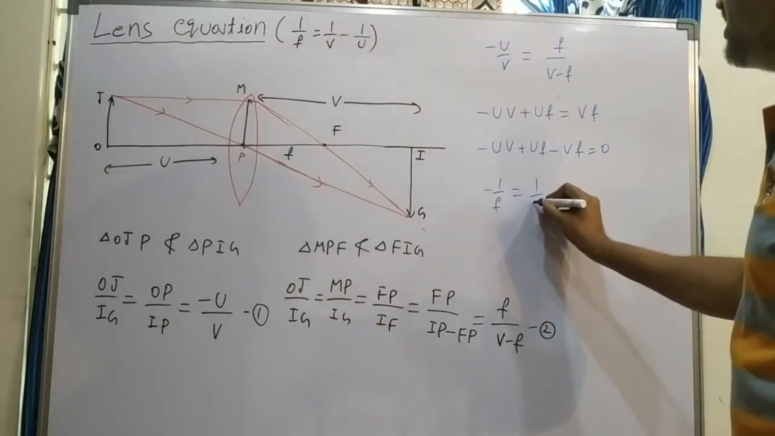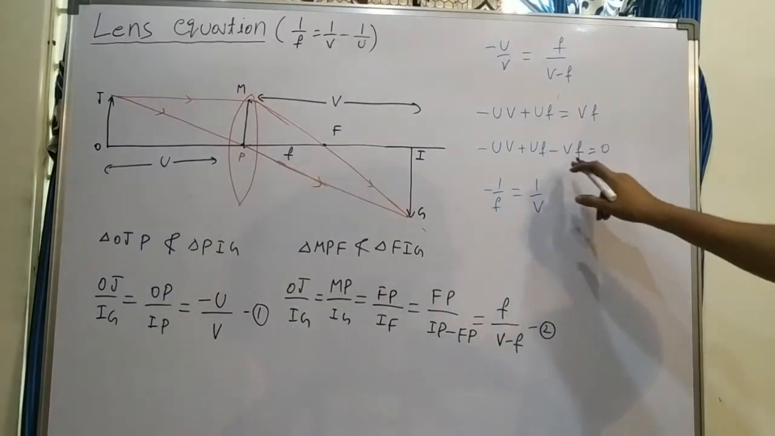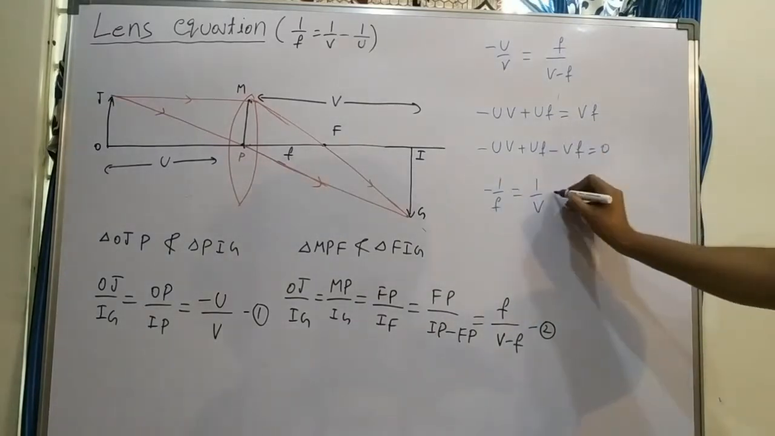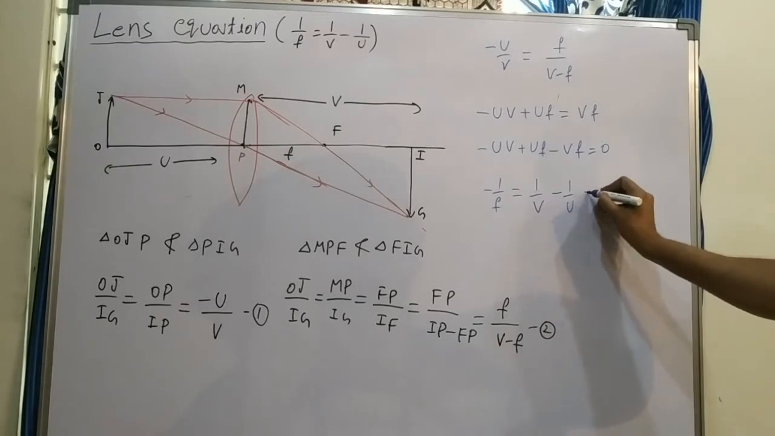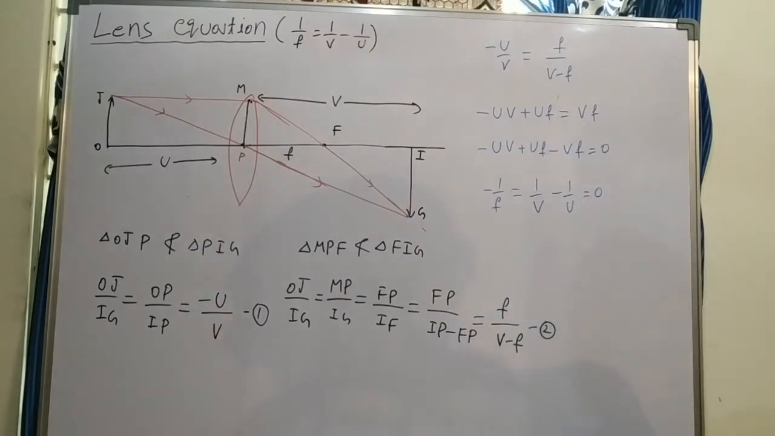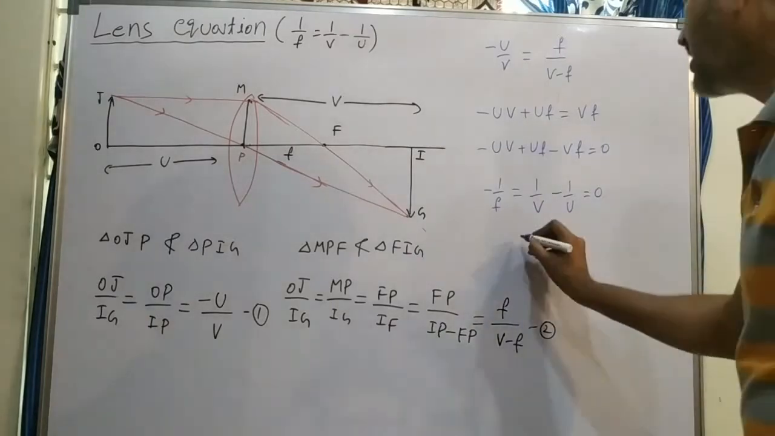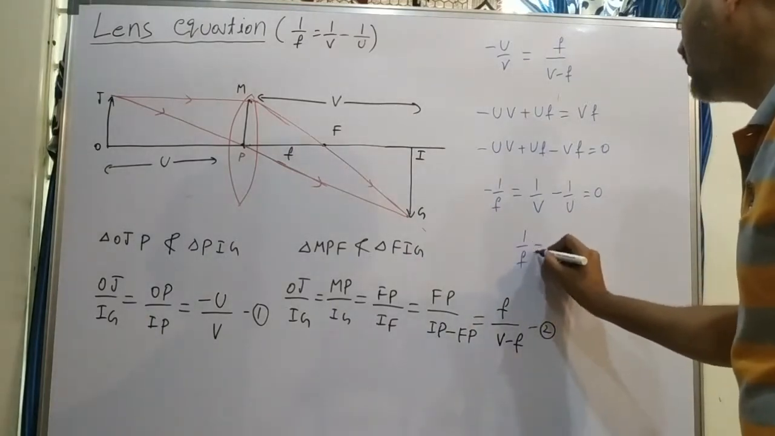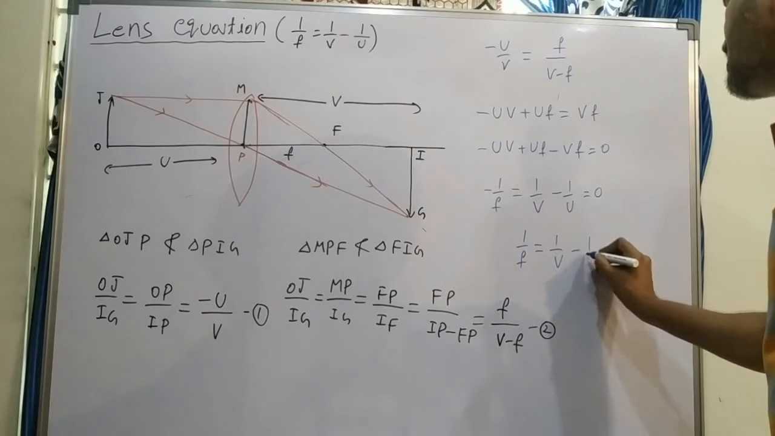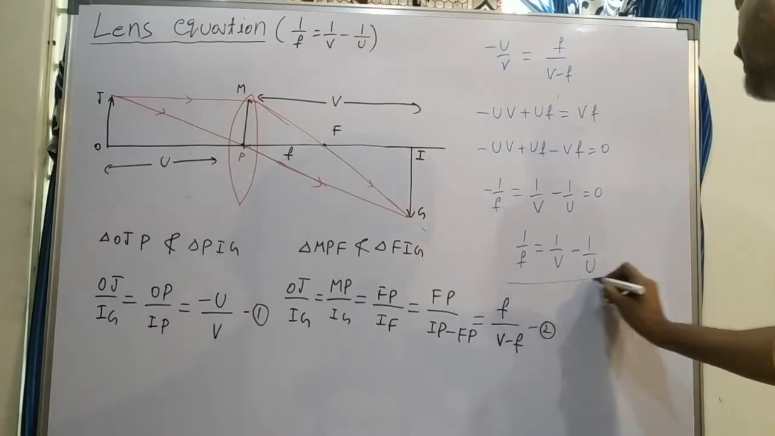Here 1 by V. Why? Because U and F get cancelled. Here V and F get cancelled. 1 by U is equal to 0. Keep this U and V this side and bring 1 by F that side. So what you get? 1 by F is equal to 1 by V minus 1 by U you get.